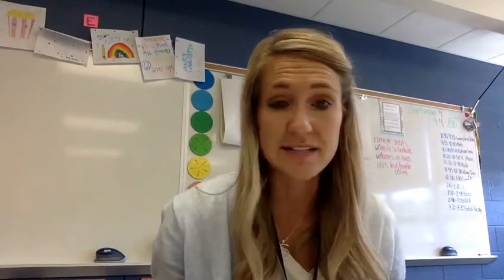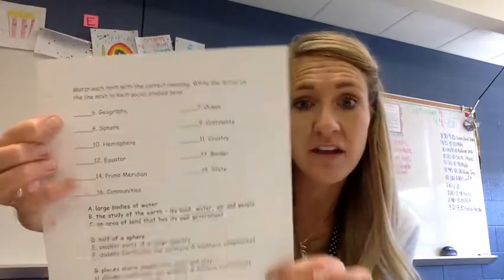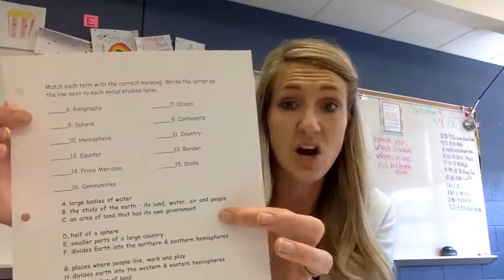The next page, like I said, is going to be matching terms. These all come directly from that study guide. So hopefully you guys studied it really well to help you with it. I did give the class 2 of them. So the first one I gave the class, and I'll give you as well, is number 6. It says geography. The answer to geography is C, an area of land that has its own government.